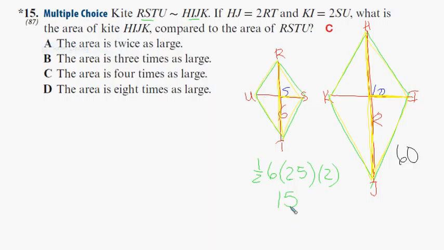So now do you see the relationship between 15 and 60? And that's how we can know that C is the correct answer. The area is 4 times as large, okay?